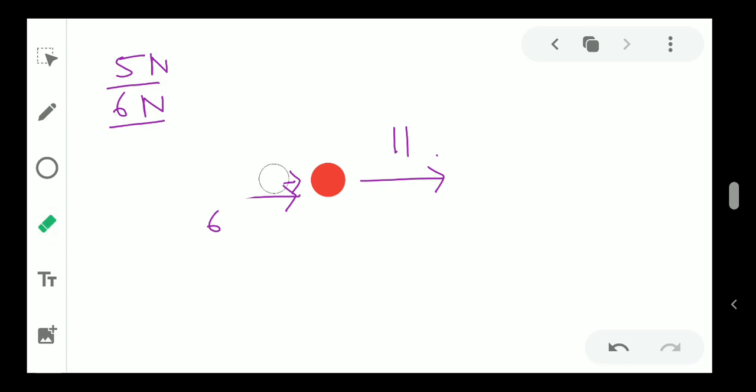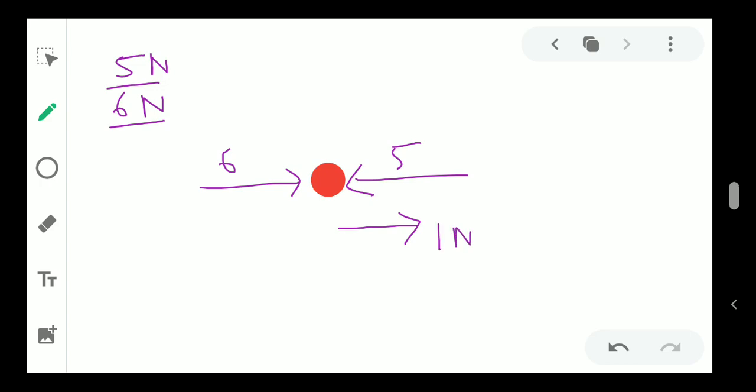But if I am giving two forces in different directions, 6 and 5, the result will not be 11, because then the total force will be 1 Newton on this side, because they will cancel each other out. So you can easily understand this thing. If you just keep your mobile in a place and with one finger you are pushing it, and another finger you are pushing in the opposite side, you will see that there is a cancellation effect on it.